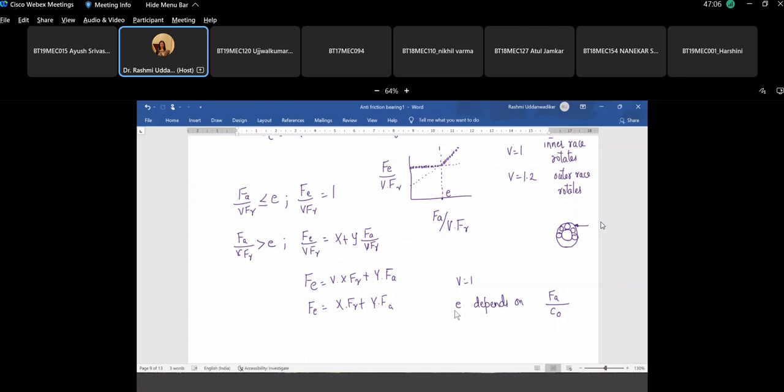So if you know the ball bearing, you know what is FA by C naught, you know what is X and Y, you know what is the value of E, and accordingly you can find out what is the equivalent load. But if the kind of bearing is not known and you have to select it, then you have to either start FA by C naught by assuming some bearing, or start with the value of E, get the value of X and Y, find the equivalent load and check what is the value of E that we are getting. And hence, these two conditions, whether FA by FR is less than E or greater than E, and accordingly we use the equations.